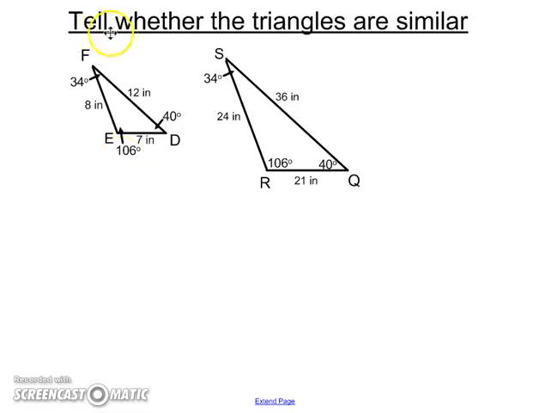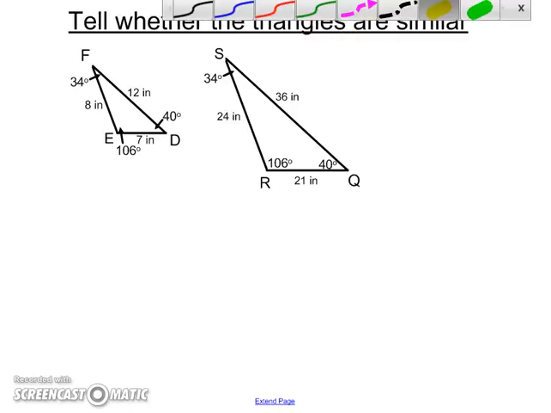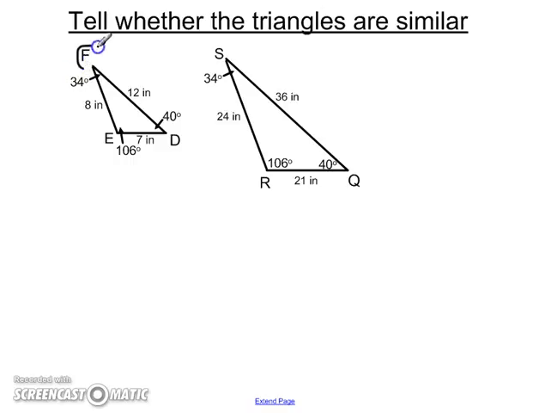And so first of all, tell whether the triangles are similar. So okay, let's locate our corresponding sides. Well, in this particular case, F corresponds to S. This is 34. That's 34. Okay, so we're good there. E corresponds to R. I have a 106 for R. I have a 106 for E. We're good. D corresponds to Q. Well, those are both 40-degree angles, so we're good. Passes test number one.